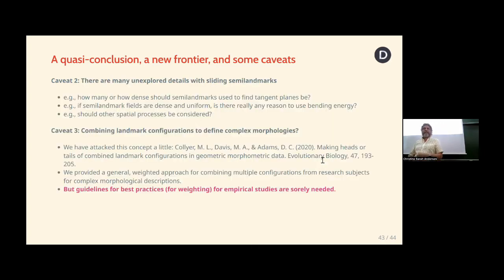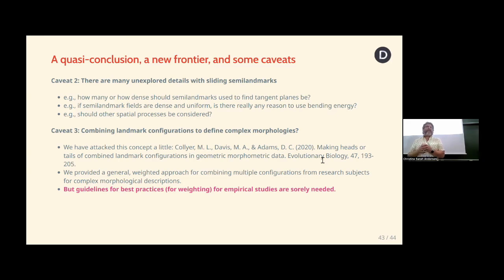Caveat number two, there are many unexplored details with semi-sliding landmarks. Remember I mentioned these tangents? What are those parameters in that U matrix? Well, it's simple. For each landmark, we get a principal component plane to the surface, like the tangent space that we could project into, right? How do we describe that? Well, I don't know. Let's take like the 5 nearest neighbors. That sounds good. Well, what if you have really dense landmarks versus really sparse landmarks? Those are different solutions. No one's ever explored this.